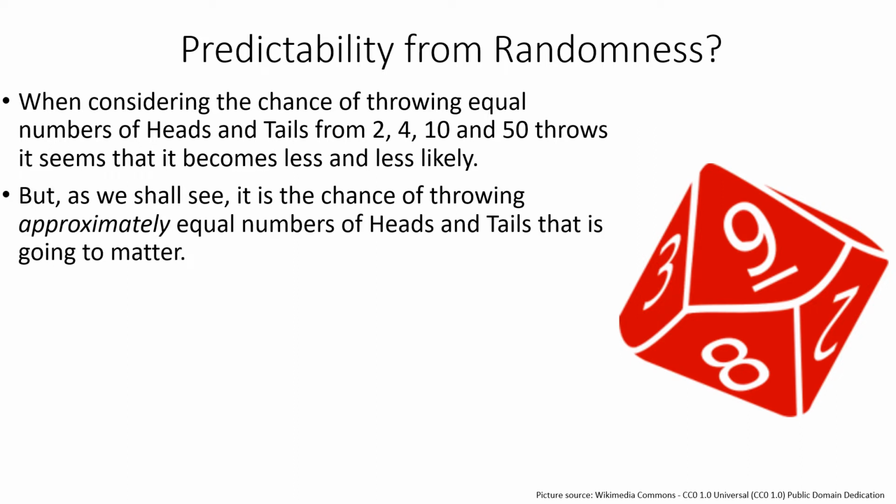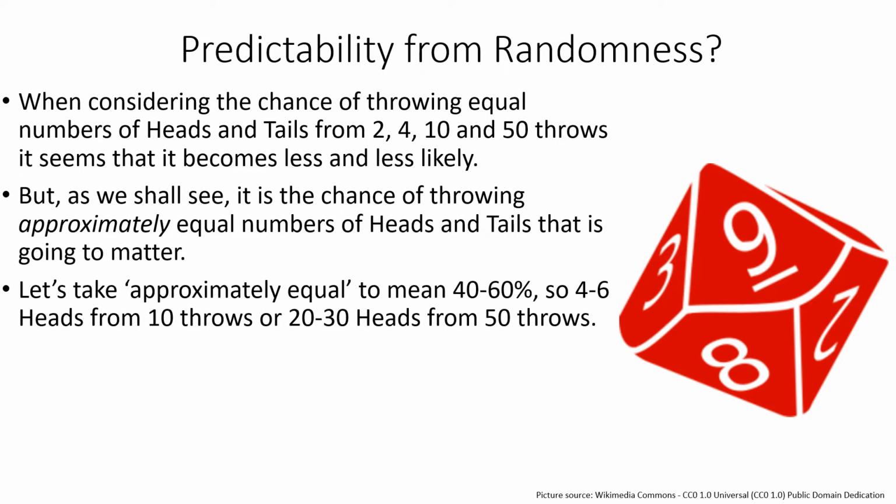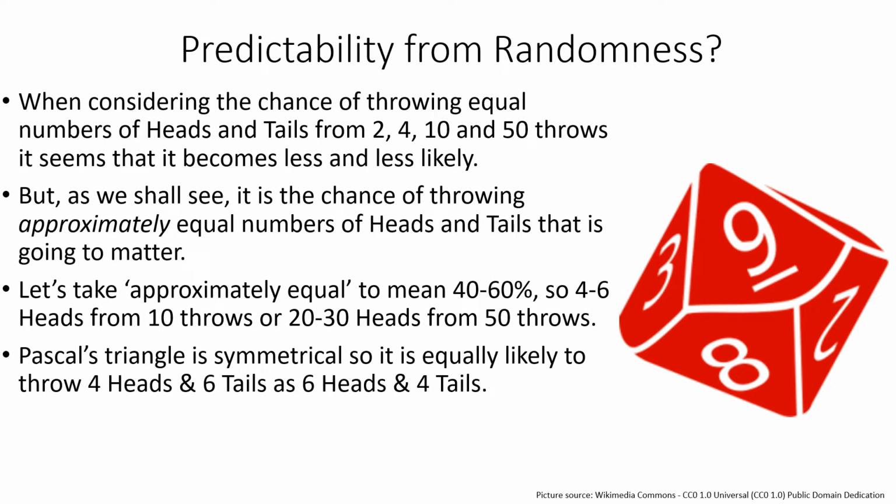And it turns out that we're looking at this in slightly the wrong way. The significance here, really, it's about throwing approximately equal numbers of heads and tails. This is the really significant thing. So what do we mean by approximately equal number of heads and tails? I mean, for example, supposing you tossed a coin 10 times, then maybe if it's between 40 and 60%, so between 4 and 6 heads, for example, that might be considered approximately equal.